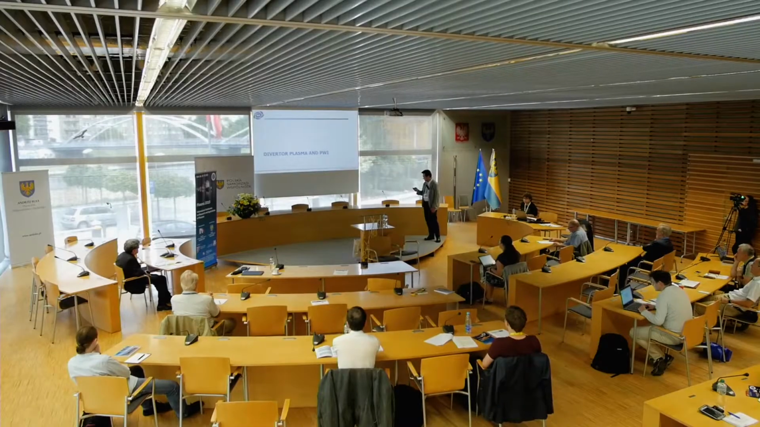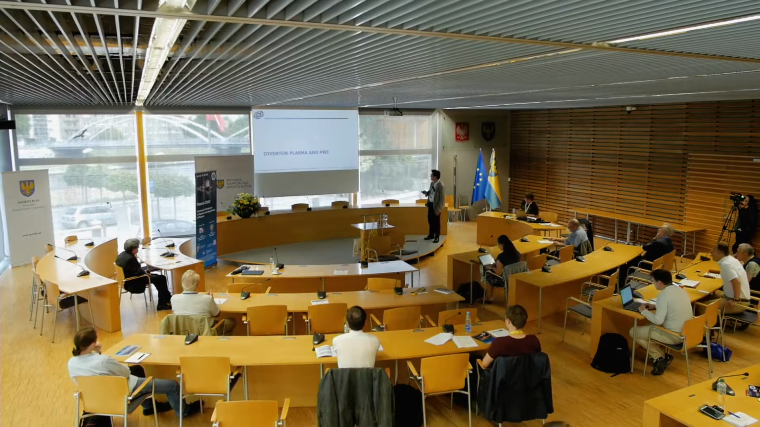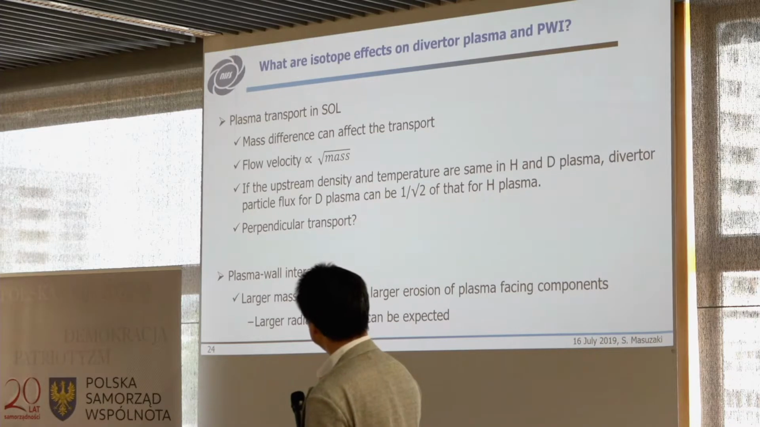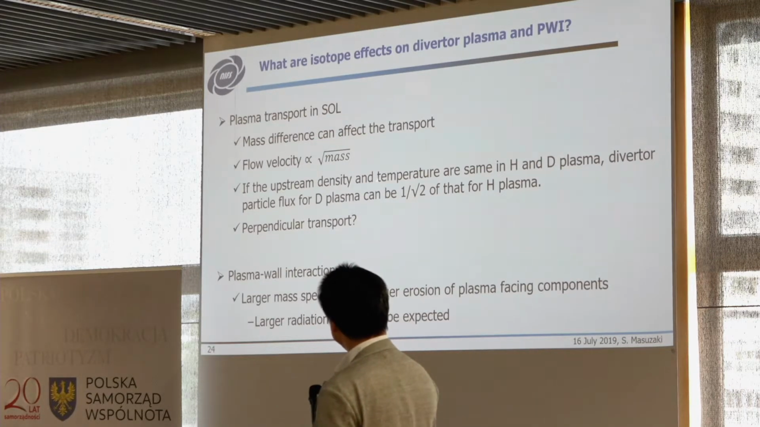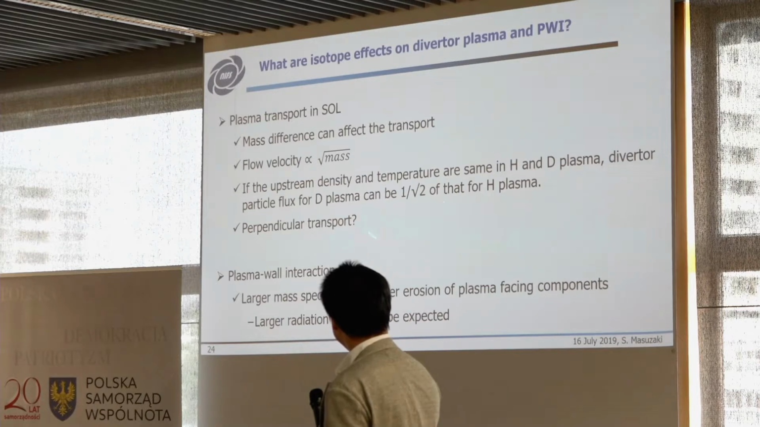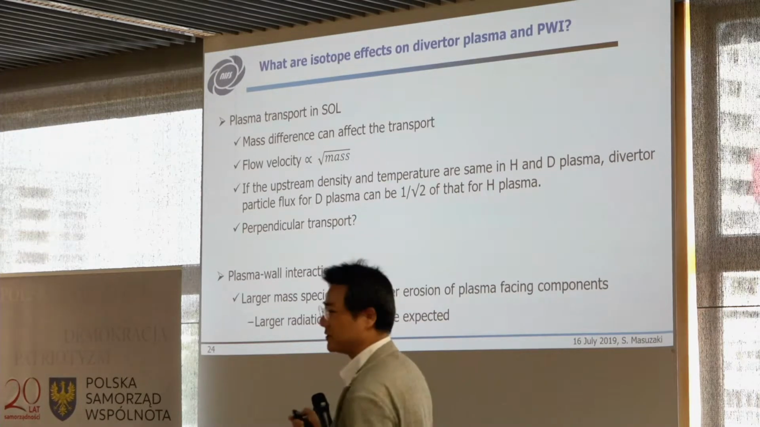Okay, so next I'd like to present the divertor plasma and PWI. What are the isotope effects on divertor plasma and PWI? In plasma transport in the scrape-off layer, mass difference can affect the transport, because the flow velocity is proportional to the root of mass. So if the upstream density and temperature are the same in hydrogen and deuterium plasma, the divertor particle flux for deuterium plasma can be 1 over root 2 of that of hydrogen plasma.